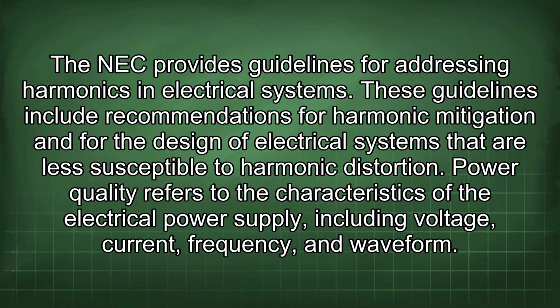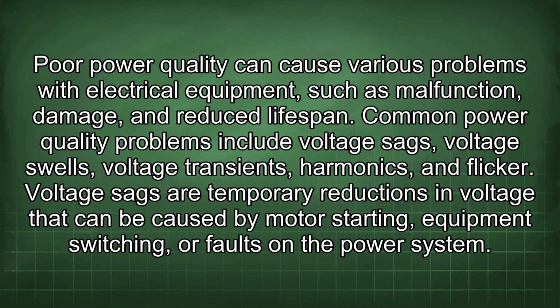These guidelines include recommendations for harmonic mitigation and for the design of electrical systems that are less susceptible to harmonic distortion. Power quality refers to the characteristics of the electrical power supply, including voltage, current, frequency, and waveform. Poor power quality can cause various problems with electrical equipment, such as malfunction, damage, and reduced lifespan.